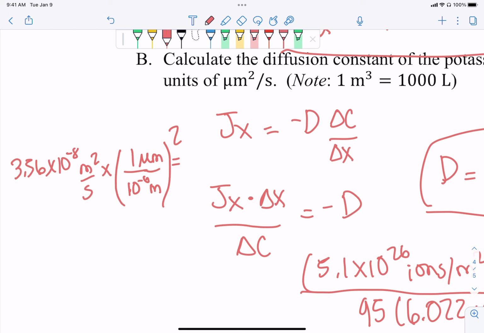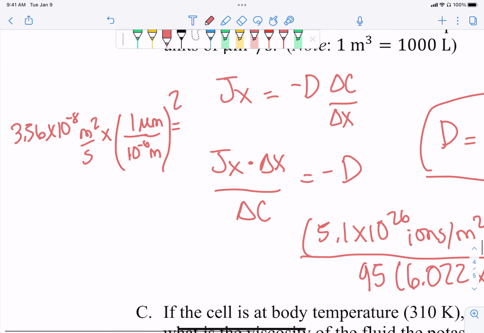So one second here, let me adjust that real quick. 3.56 times 10 to the negative 8, and then multiplied by that squared. So you should get around 3.56 times 10 to the 4th micrometers squared per second.